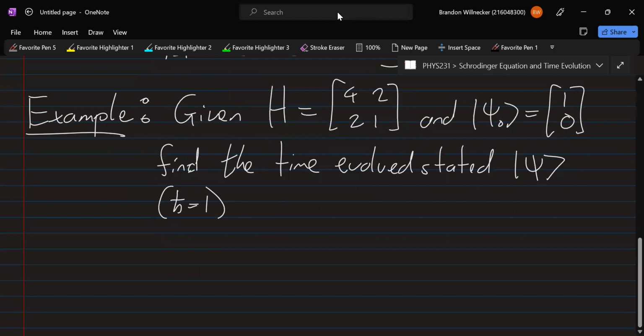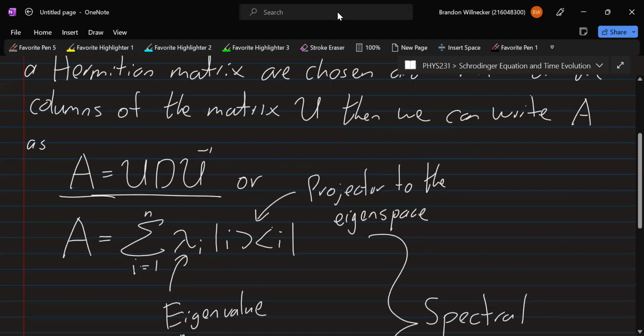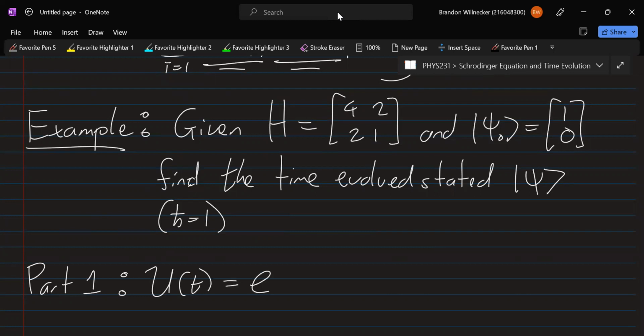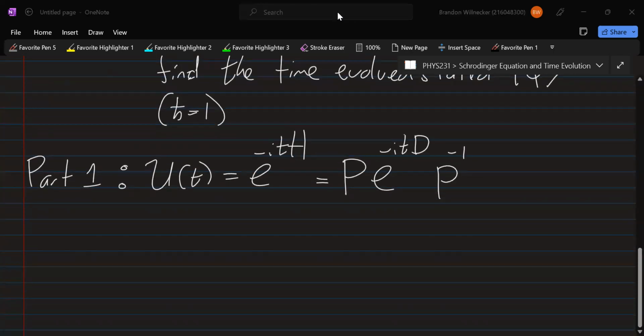Okay, so let's call this part 1. That's using this matrix diagonalization approach here. So you're going to be doing this for homework. So part 1, we're given H. So U of t, remember, is e to the minus iHt, where we're letting h bar equal 1. Then this is going to be like that, P inverse. So it will be P e to the minus iDt P inverse, where D is the diagonal form.